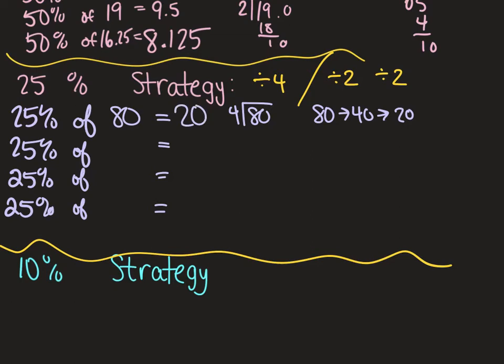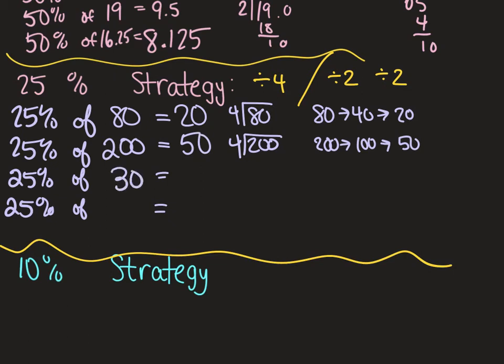How about 25% of 200? So I can either do 200 divided by 4 or 200 divided by 2, and that answer divided by 2. Cut it in half and cut it in half again. Answer is 50. How about 25% of 30? Oh, well, if I cut it in half, 30 goes down to 15. Now I gotta cut 15 in half, goes down to 7 and a half. So they don't always have to be whole numbers.